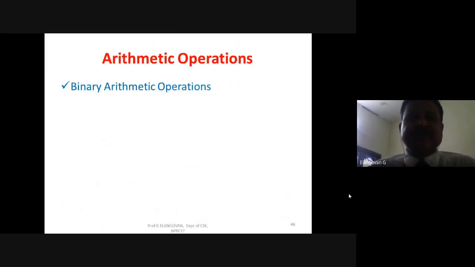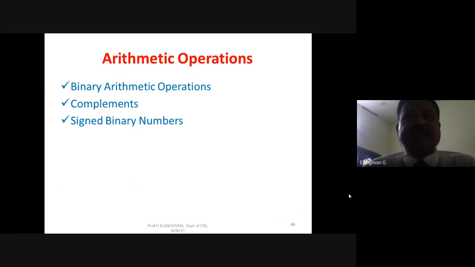So in this session, we discussed the binary arithmetic operations performed on binary numbers and how we take complements: radix complement, diminished radix complement, in case of binary, two's complement and one's complement, and signed binary numbers with the magnitude representation.